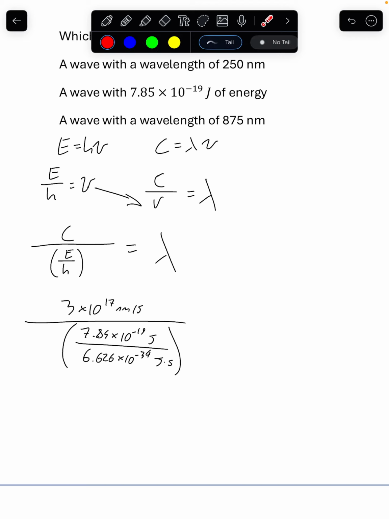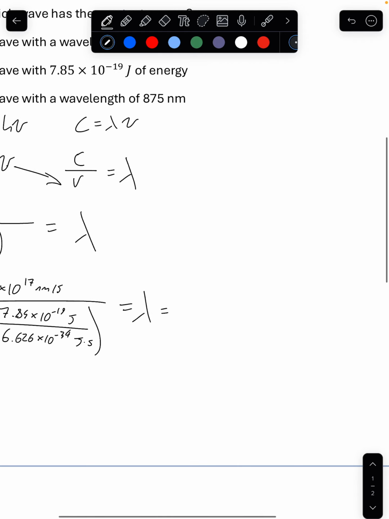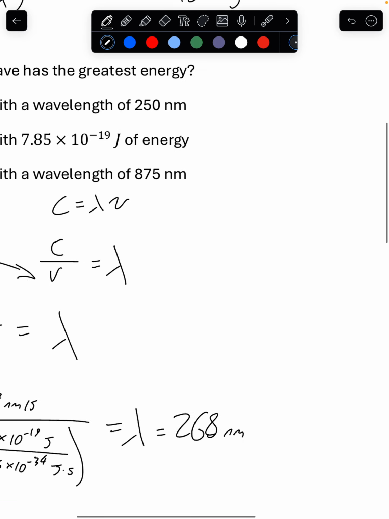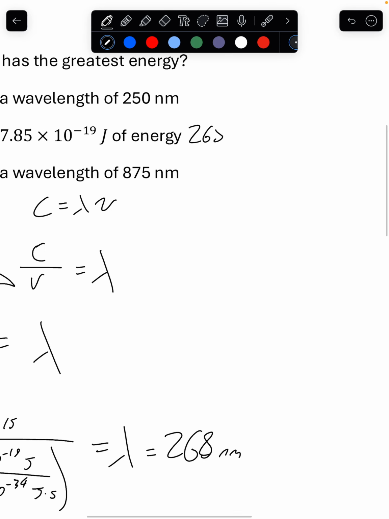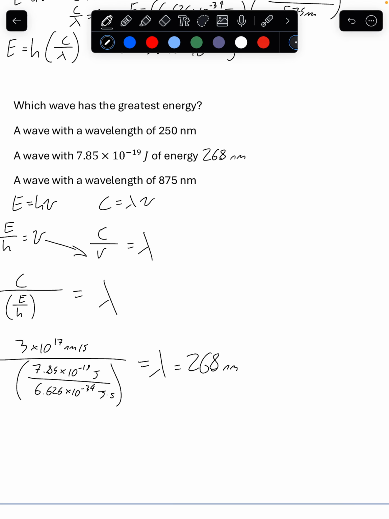A quick once over of my units to see if they make sense. Joules got canceled there, seconds got canceled there. I'm left with nanometers, and that's what I'm looking for, my wavelength. And it is equal to 268 nanometers. Okay, so that told us that this wave has a wavelength of 268 nanometers. The question wants to know which wave has the greatest energy.